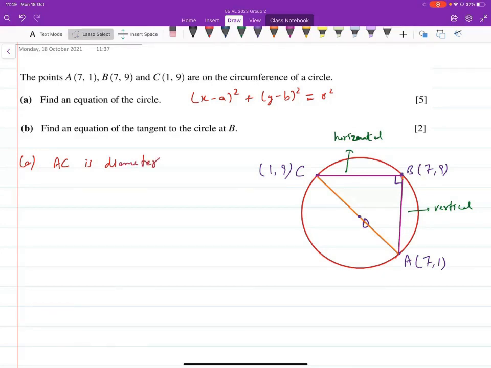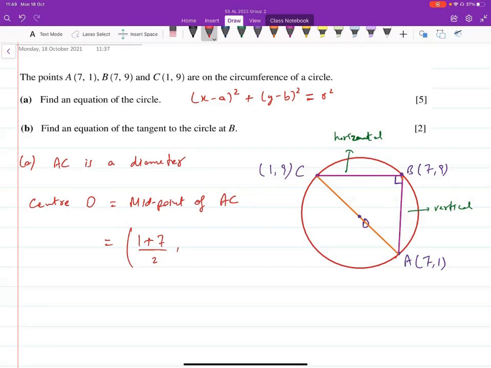And once you know that, you can find the coordinates of the center by just finding the midpoint. So center O is actually the midpoint of AC. आप AC का midpoint निकाल लोगे, you will get the coordinates of the center. So you see, if you are able to figure this out, the process becomes very quick. 1 plus 7 over 2 and 9 plus 1 over 2. The center's coordinates turn out to be 4 and 5.